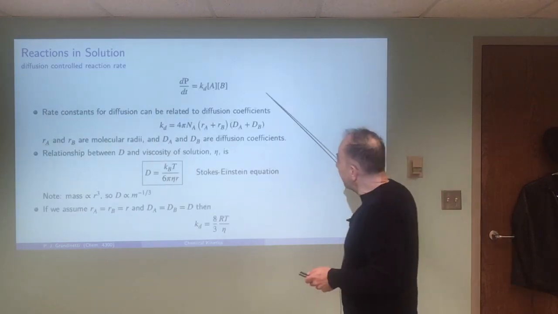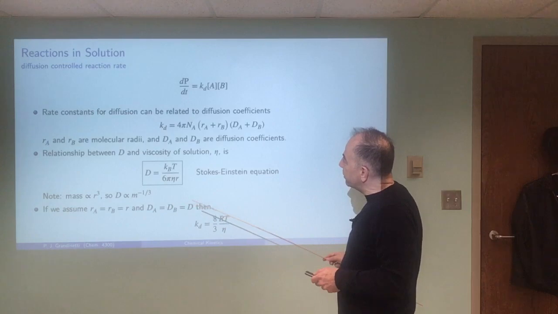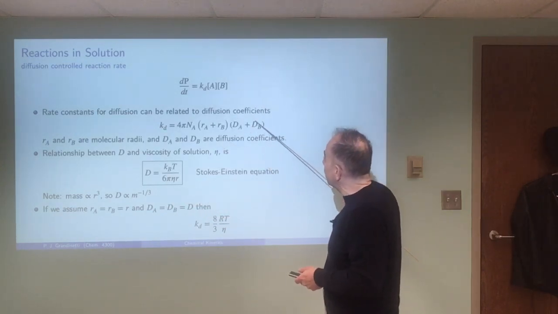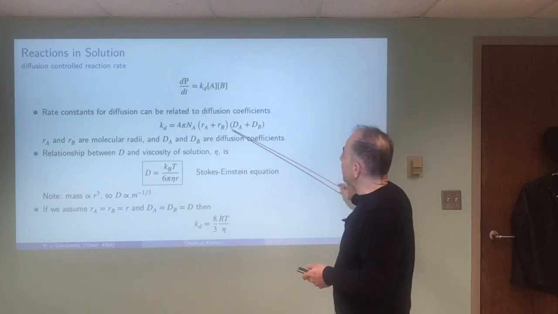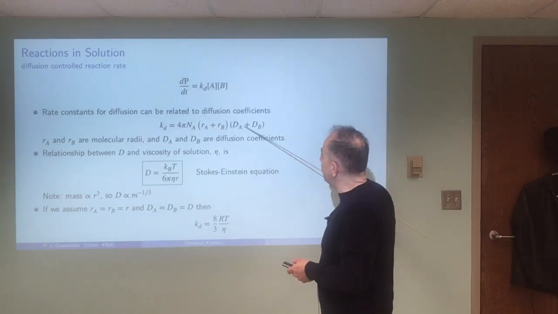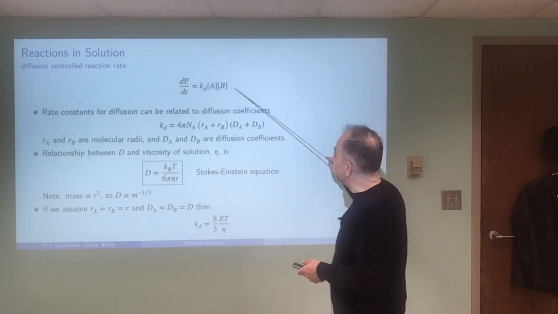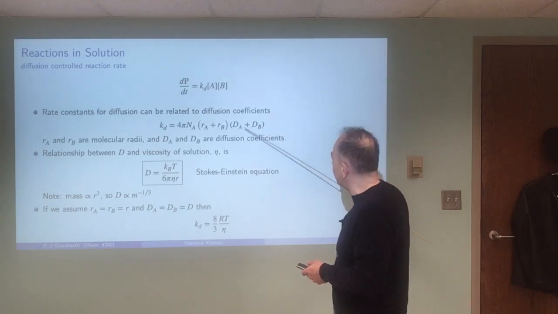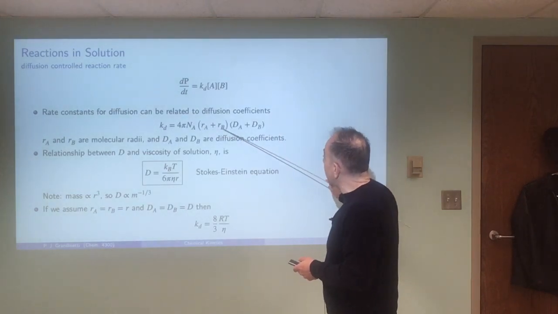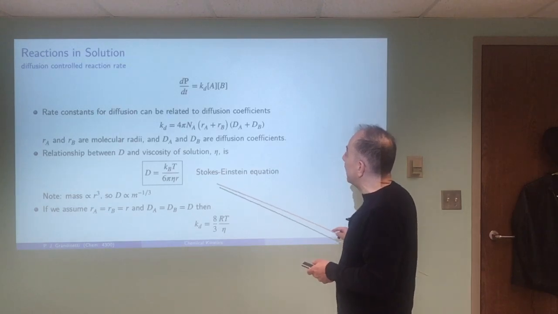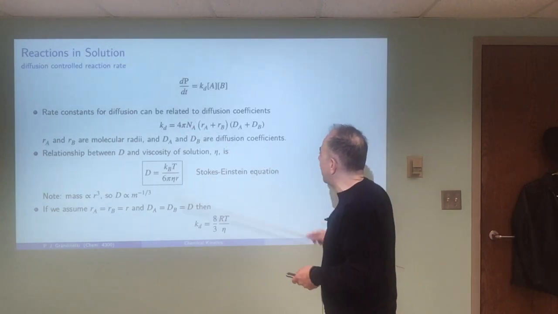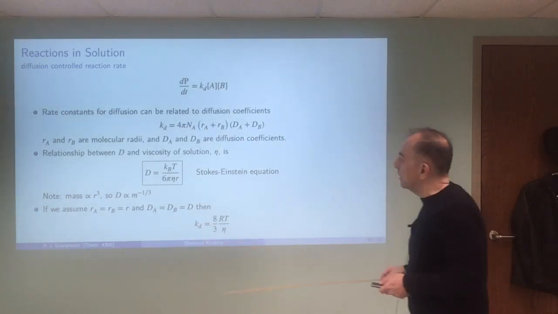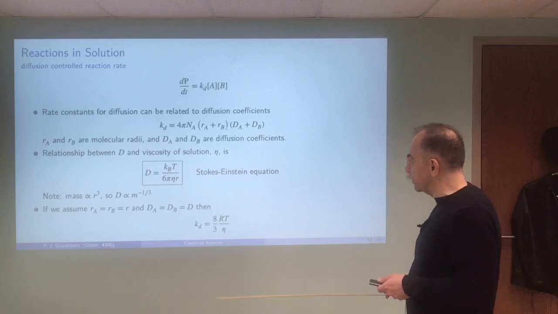If I take that as my approximation for the reaction rate equation, then I can go back and look at what the diffusion coefficients are. This rate is related to the diffusion coefficients for A and B. This is the diffusion coefficient for A and the diffusion coefficient for B in this solvent. Ra is the radius of the A molecule, Rb is the radius of the B molecule, Na is Avogadro's number, and 4 pi are constants. So this is the expression for that rate constant that depends on the diffusion coefficients.